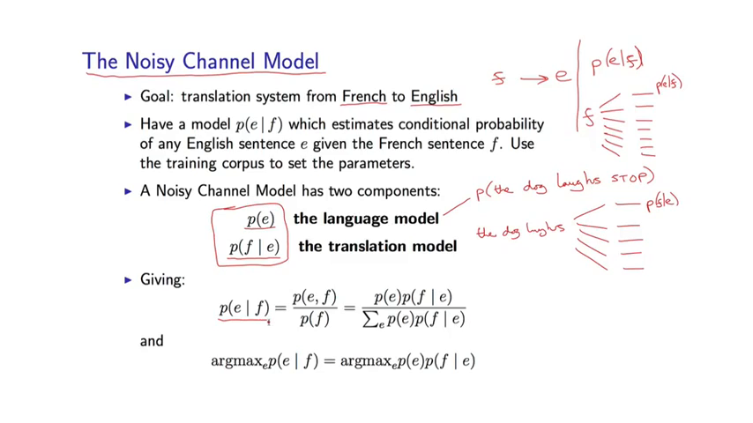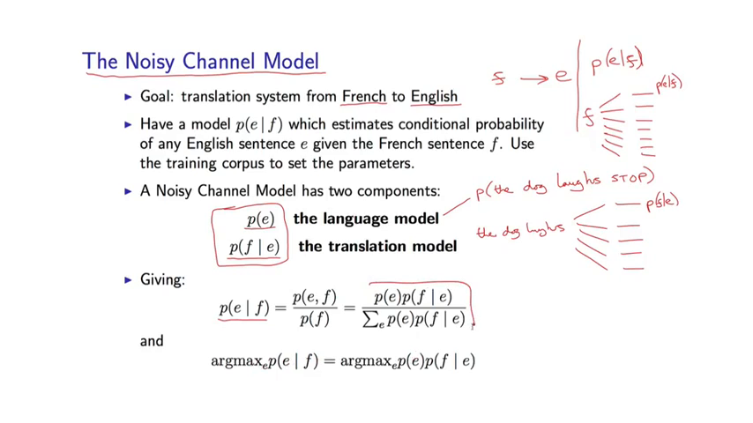So by the usual rules of probability, this is P(E,F) over P(F), and this is P(E) times P(F|E), divided by a sum over all English sentences of P(E) times P(F|E). Given a new French sentence F, we are going to output the most likely translation under the model, and so we're going to search for the sentence E that maximizes this conditional probability.